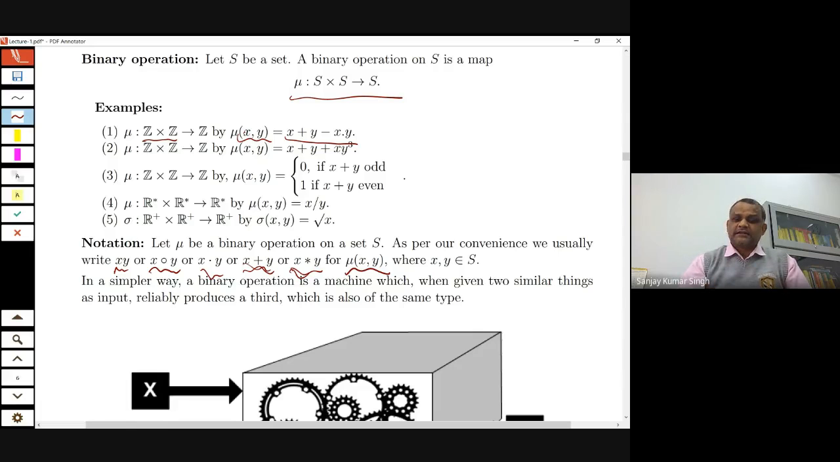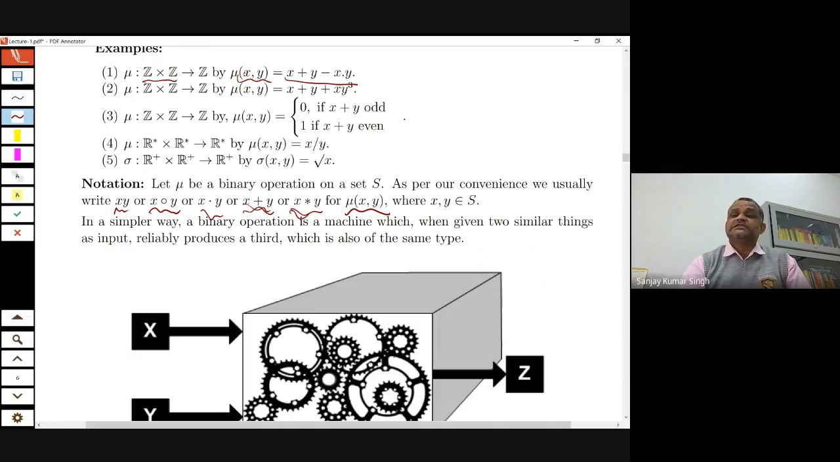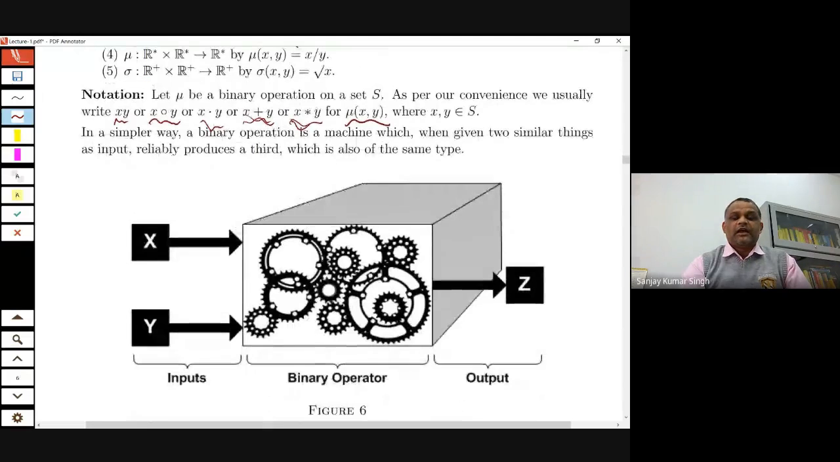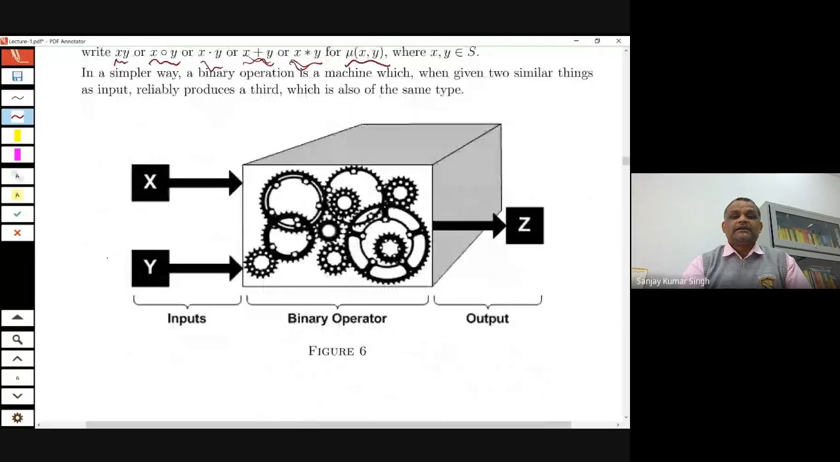In a simple sense, again by picture, I can say that a binary operation is just like a machine. And what does the machine do? It takes two points x and y and produces another point. So far, any questions?